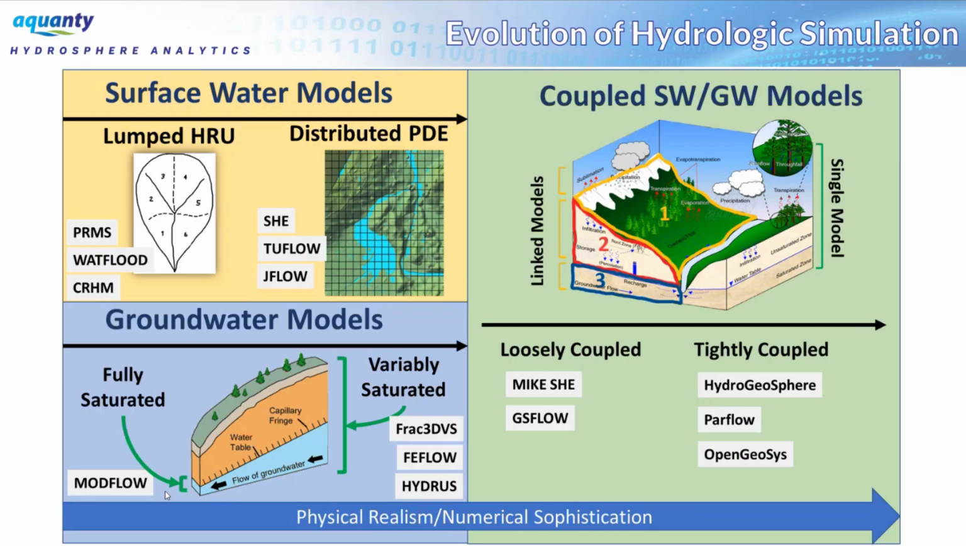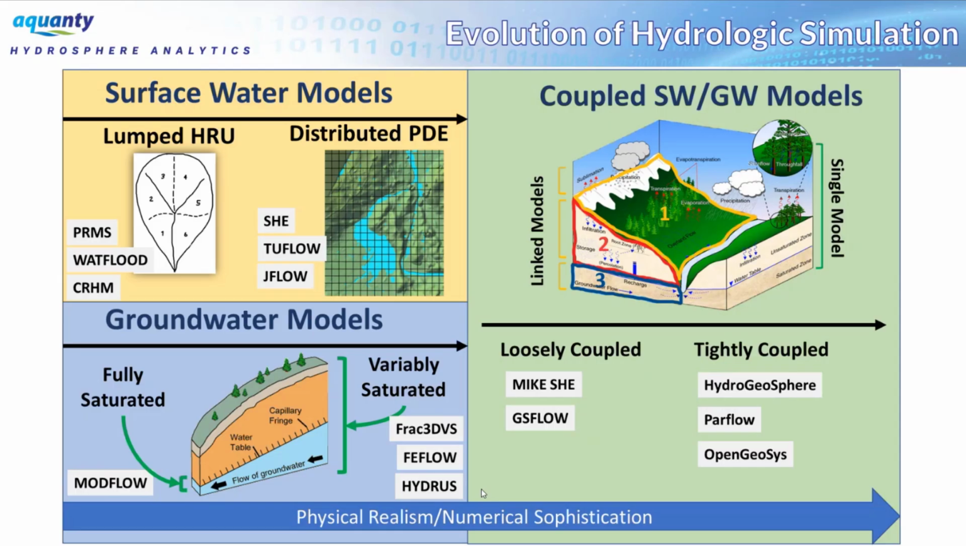The drawback of MODFLOW is that it only handles the fully saturated groundwater flow domain. You can get a little bit more complex, moving a little further to the right here, and there are tons of variably saturated flow models out there. FRAC3DVS is actually the precursor to HydroGeoSphere.